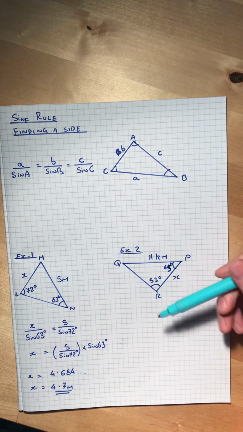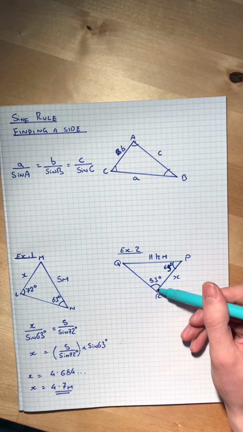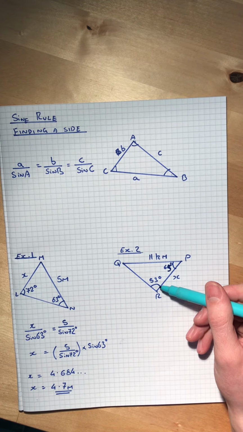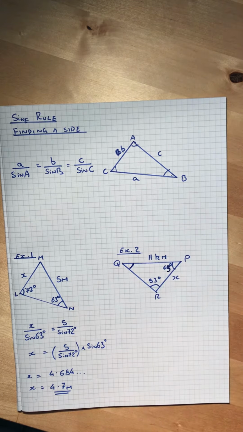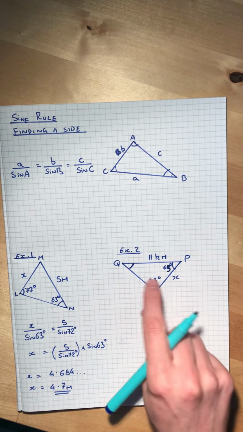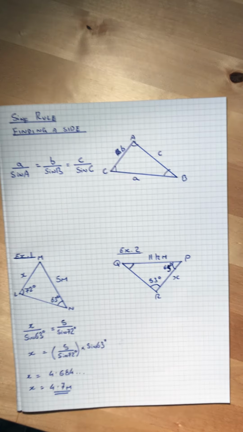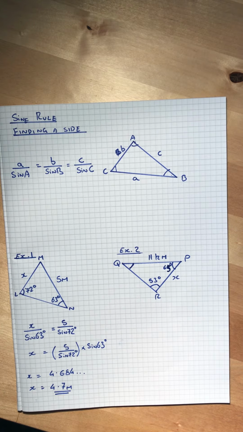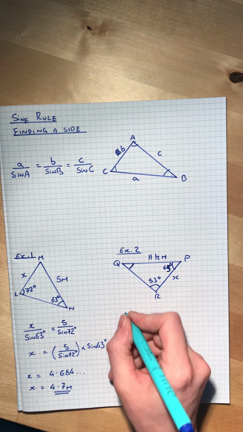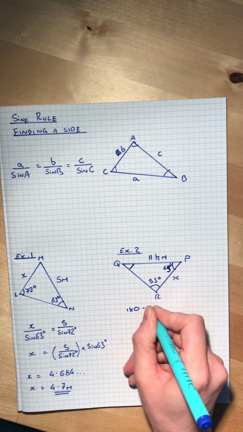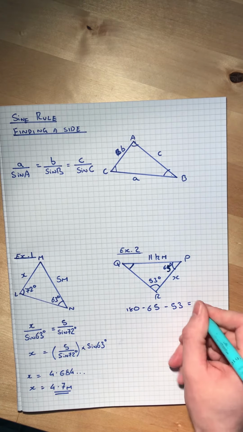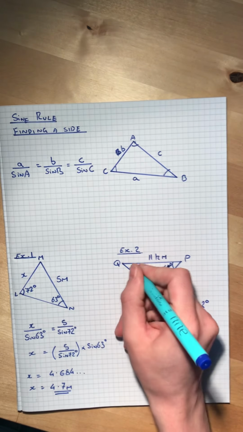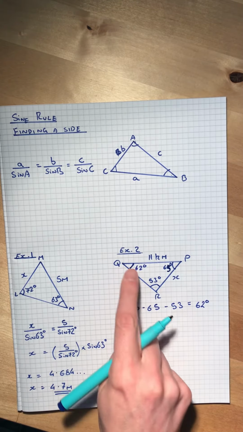I've said before, we need to have the side and the angle opposite it in order to use this equation. Right now I'm asking you for this length, but I do not know this angle. But that's not an issue, because we should remember that the three angles in a triangle add up to be 180. So to find angle Q, all we do is 180, take away 65, take away 53, which gives us 62 degrees. And now we can use that angle in the formula.